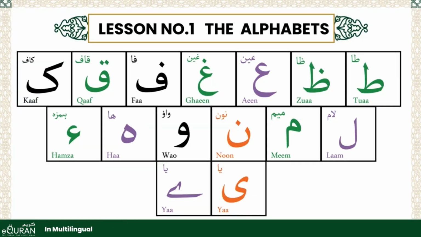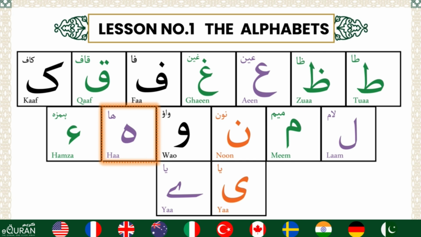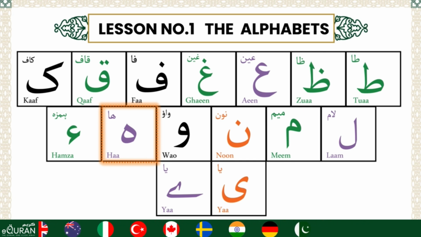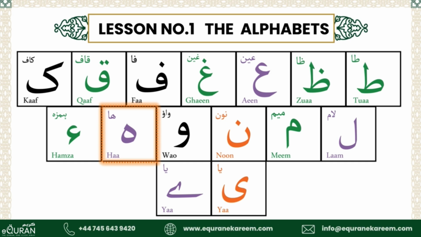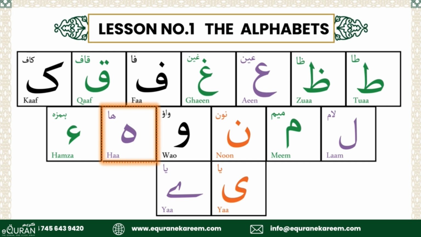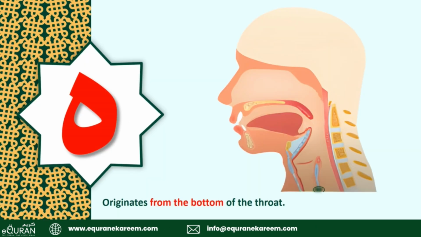Then is ha, and ha is also from the throated letters. Always we'll say it from the bottom of our throat. And understand here we cannot mix up the voices of ha and ha. In Arabic, ha and ha are two separate letters and has separate makhraj. Ha makhrajes originate from the bottom of the throat.